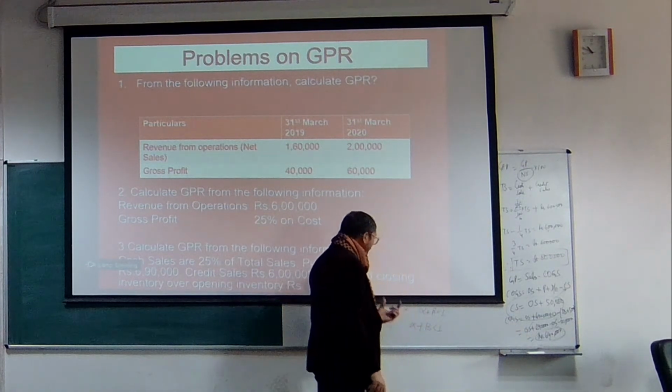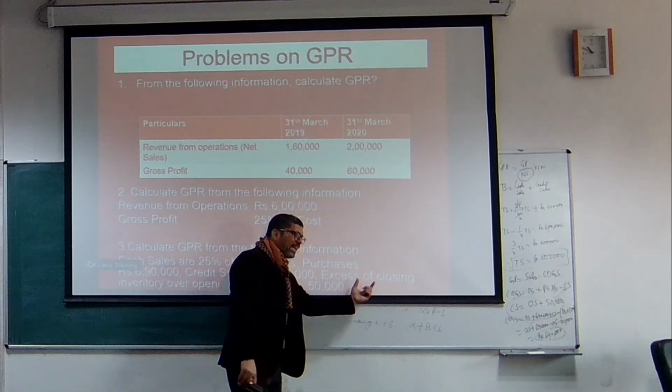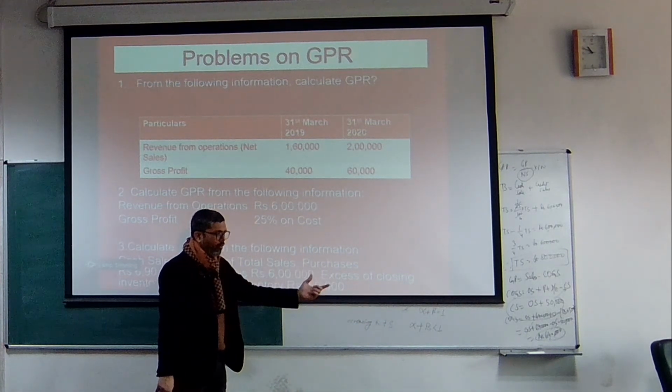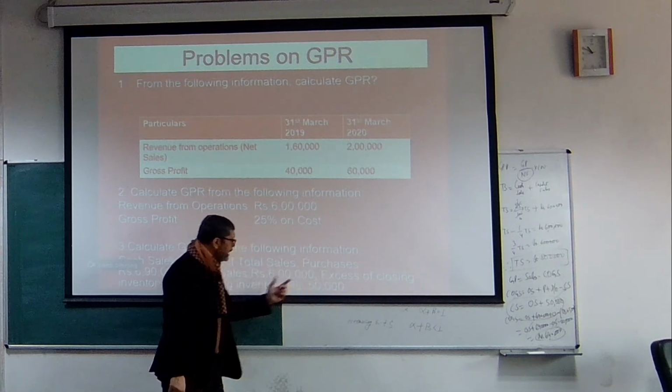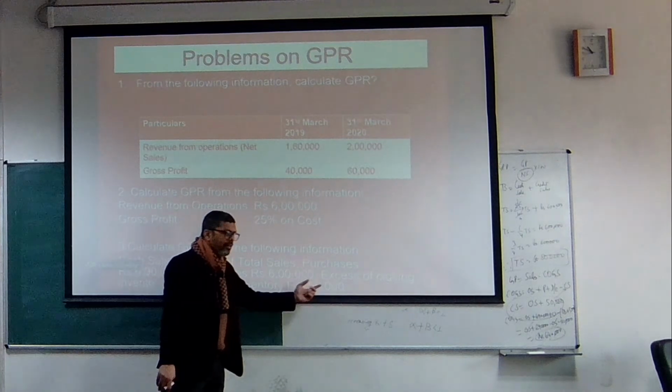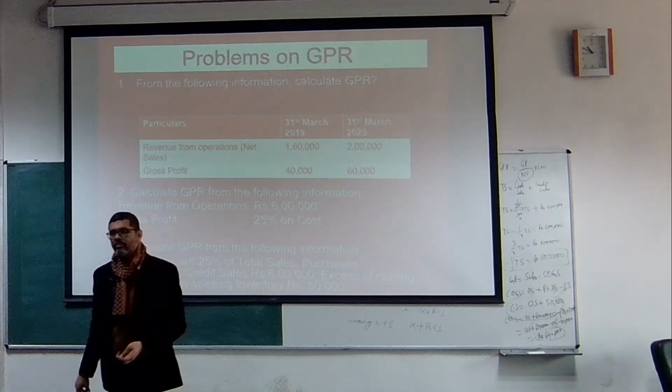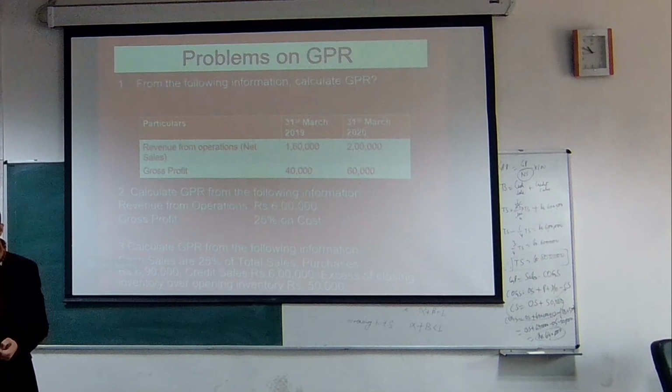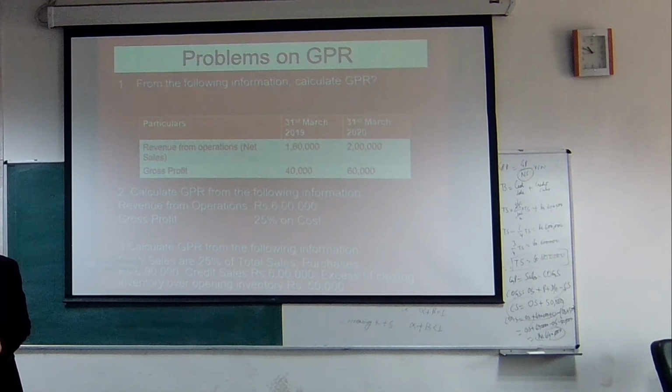What I have done here is put this statement in an equation form. It says that your closing stock is more than opening inventory by 50,000 rupees. Any doubt till this point, please? Cost of goods sold is opening stock plus purchase plus direct expense minus closing stock.